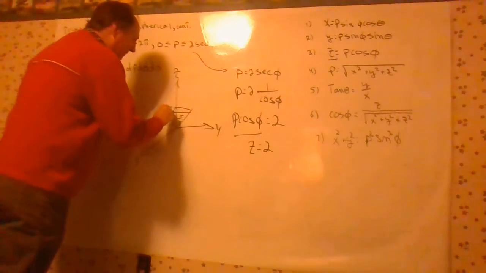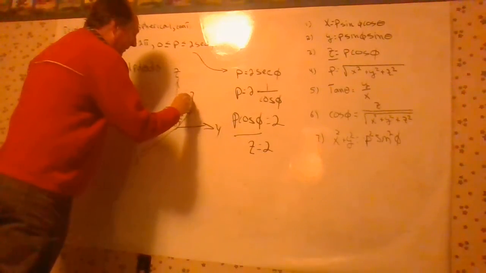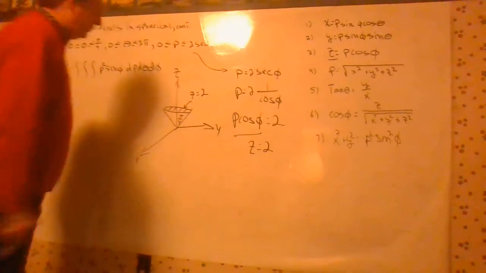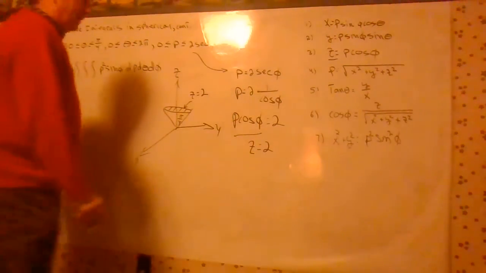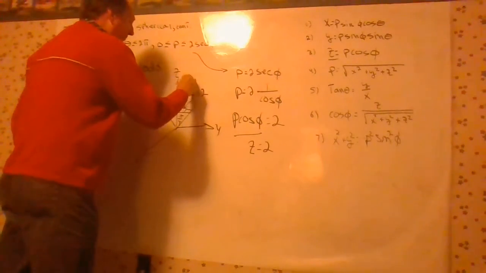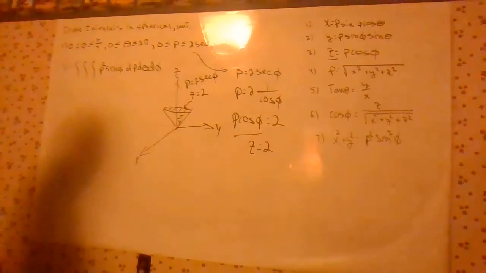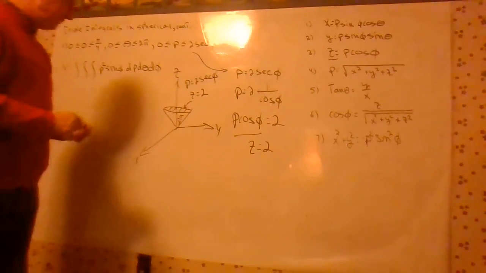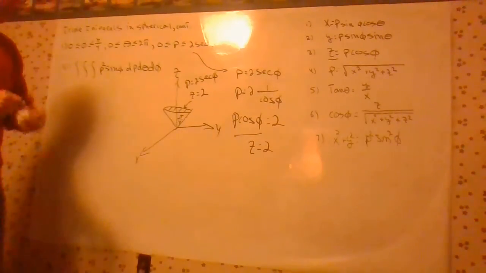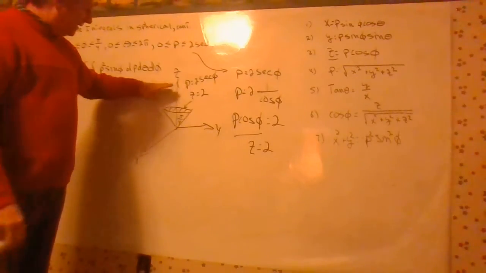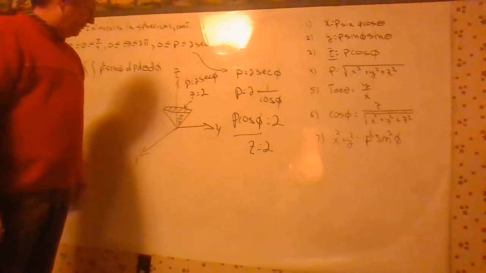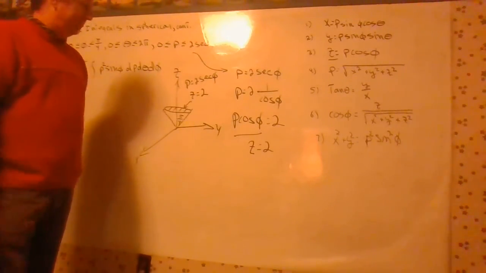So guess what? Right there is z equals 2, otherwise known as rho equals 2 secant phi. And so it's a cone. We did order an ice cream cone at Hoover's, and guess what? We ate the ice cream off the surface and we have a flat top.